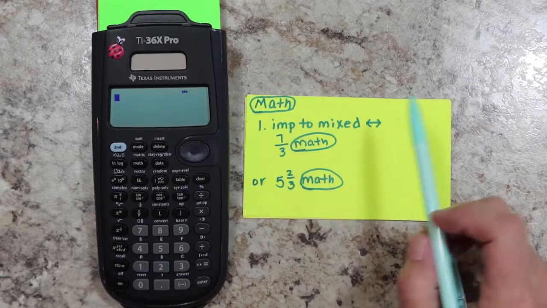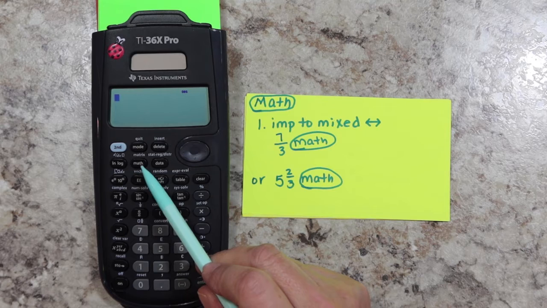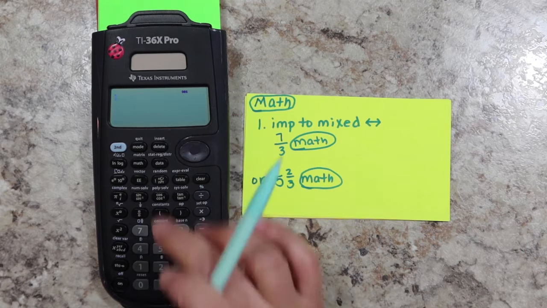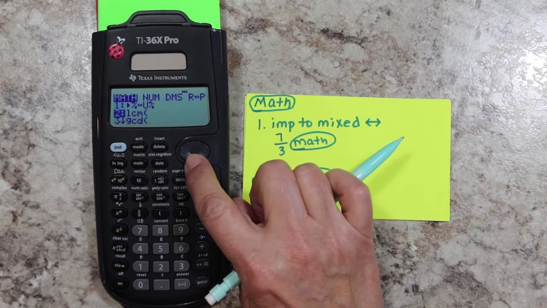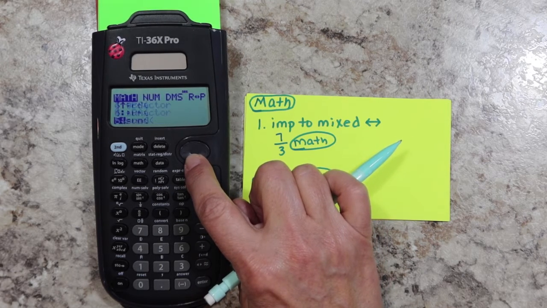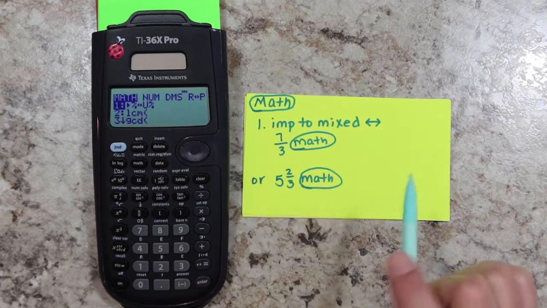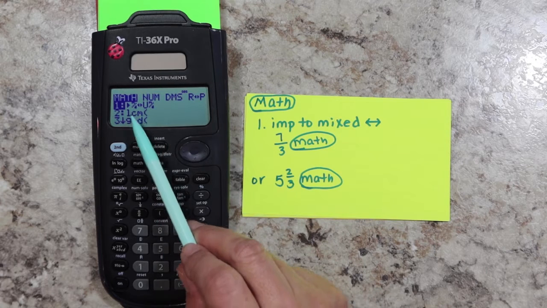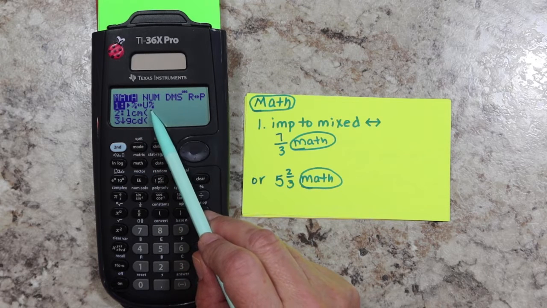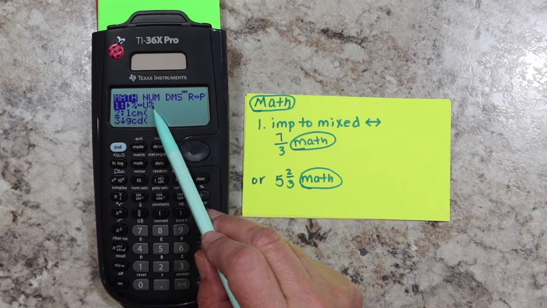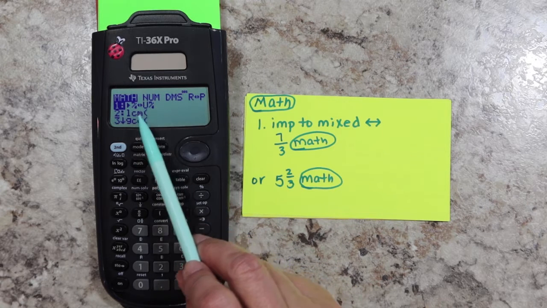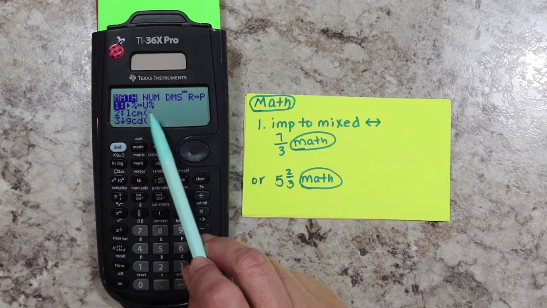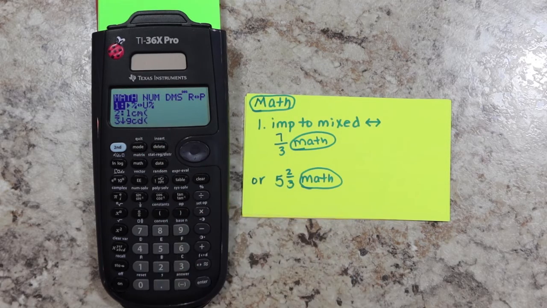Now let's explore some of the other little hidden menus. Under this Math button right here is a whole lot of different things. There are 6 different options that we're going to look at. The first button, which it's kind of hard to tell on your screen because it's pixelated, changes from an improper fraction to a mixed number, or from a mixed number to an improper fraction.